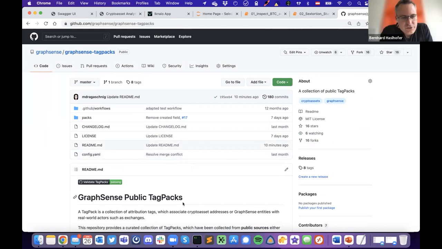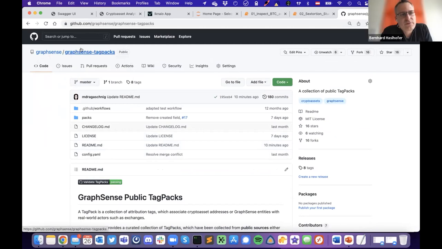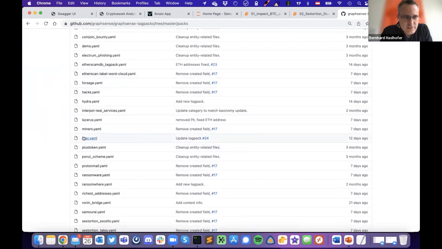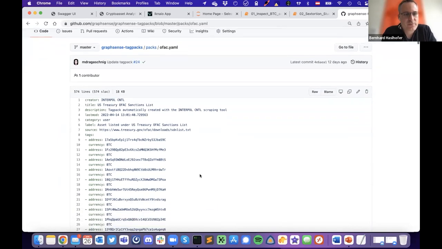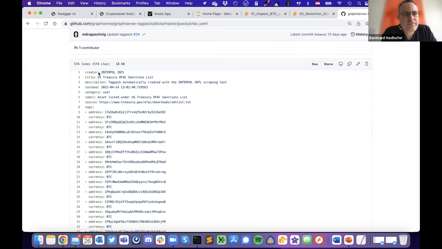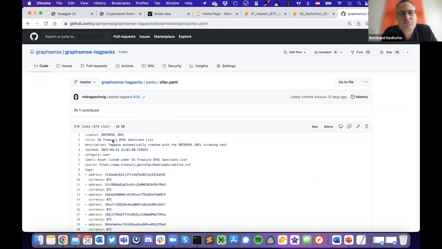So, to answer your first question, how we collect the attribution data. This is our GitHub repository for GraphSense, and there is a dedicated one called GraphSense Tag Packs. There you find tag packs created from different sources. For instance, this one here is created from the US Treasury OFAC sanctions list, which is pretty reliable. We list all the addresses that are contained there.